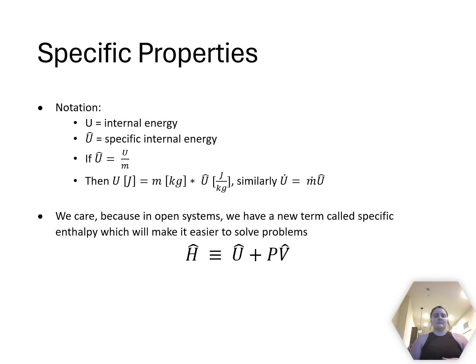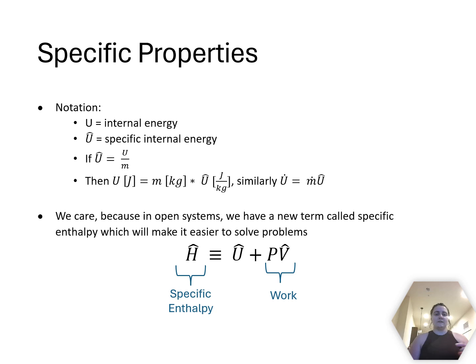So we care about this because in open systems, we have a new term that's called specific enthalpy. And specific enthalpy is defined as the capital letter H. And capital letter H is going to help us solve a couple more problems in a slightly different fashion as we move forward. So that capital H is specific enthalpy, and that is defined as, that's what that triple equal sign means. Specific enthalpy is defined as the internal energy plus the pressure times the specific volume of the system.